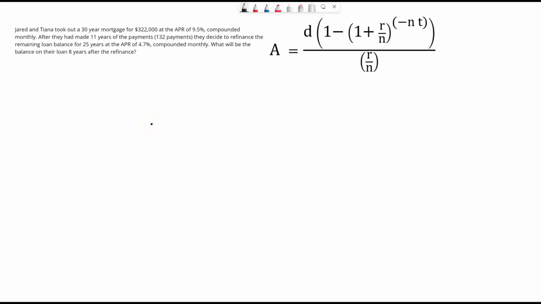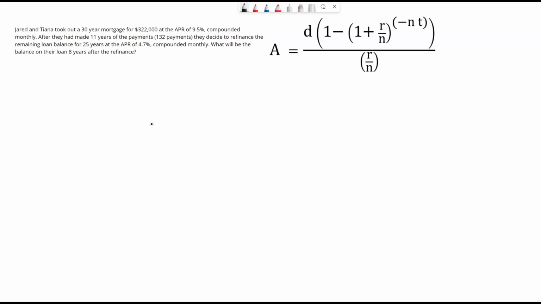Let's take a look at this problem. Jared and Tiana took out a 30-year mortgage. We have an APR, compounded monthly. Then after 11 years of payments, they decide to refinance with new terms. And then 8 more years after that, how much will they owe on their loan? So this is all a loan problem.